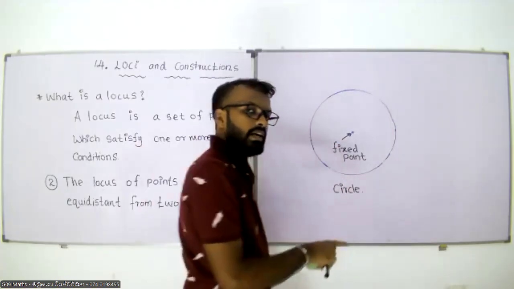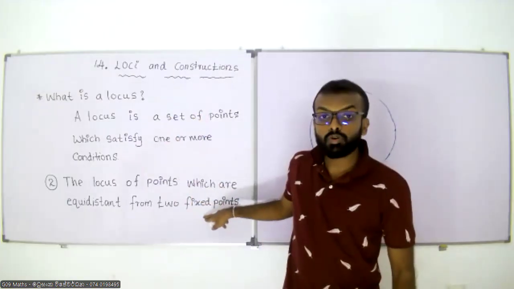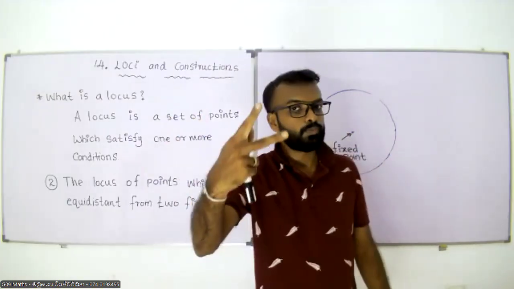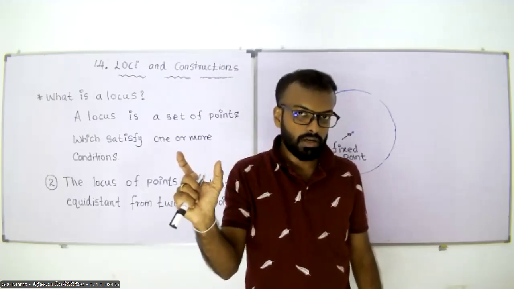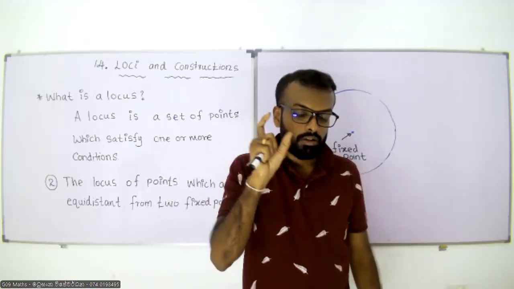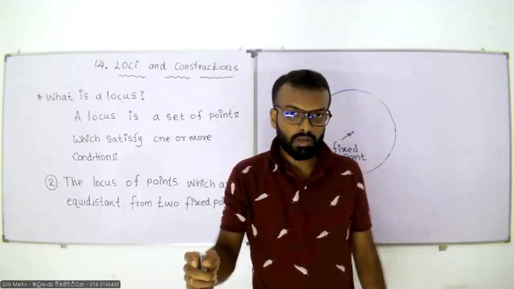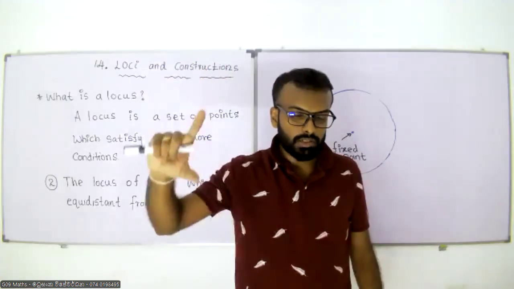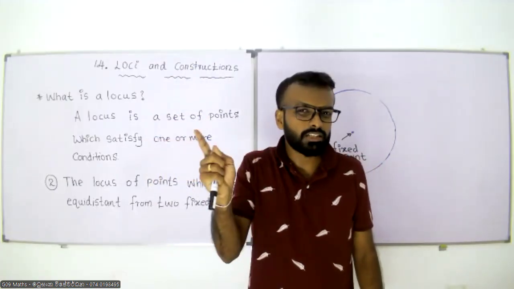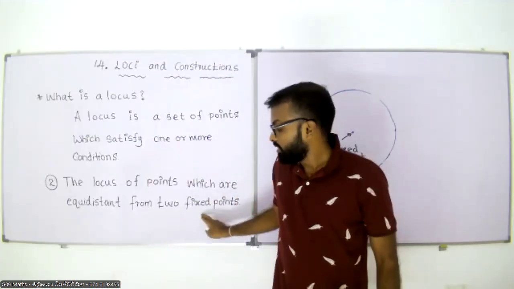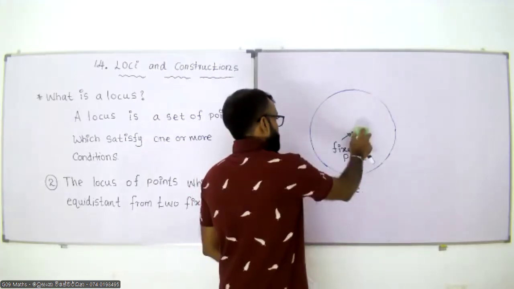Now, previously I had only one fixed point. Now, they are telling in the story, you need to have two fixed points. Then try to construct the locus which moves at exact equidistance from these two points. I will explain it first.